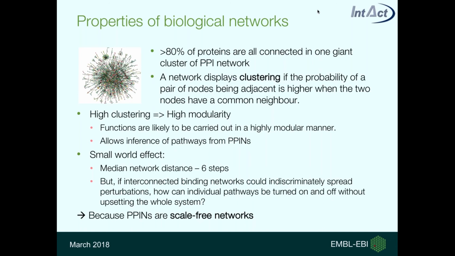Biological networks also show the small world effect. The median network distance is just 6 steps from one point to another. But something to really keep in mind is, if interconnected binding networks could indiscriminately spread perturbations, so things that we knock out or that don't exist in a certain biological context, how can individual pathways be turned on and off without upsetting the whole system? This happens because these networks are also scale-free.